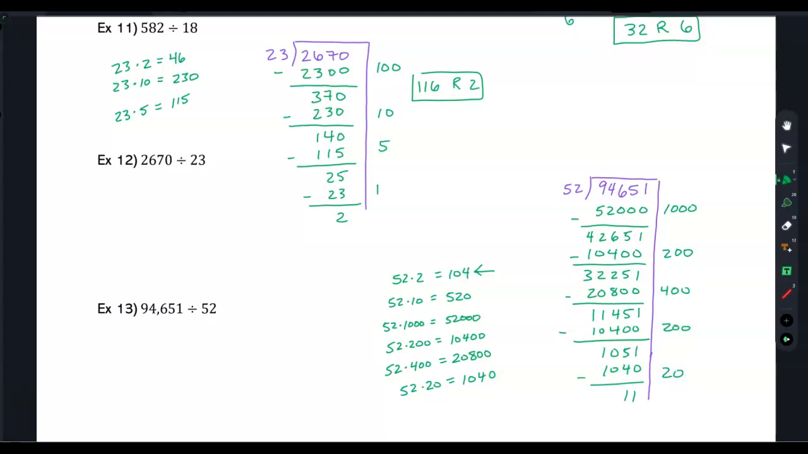Oh, and that actually works out really nice. So that gives me 11 left over, and 52 won't go into 11, so I'm done at this point, and I just need to add this up. So let's see, 1,000 plus 200 plus 400 plus 200 plus 20, so I'm getting 1,820 and a remainder of 11.